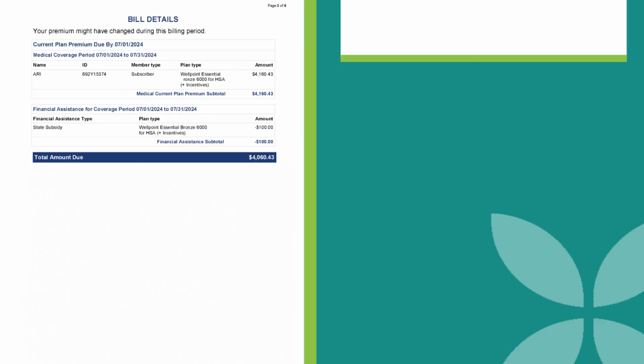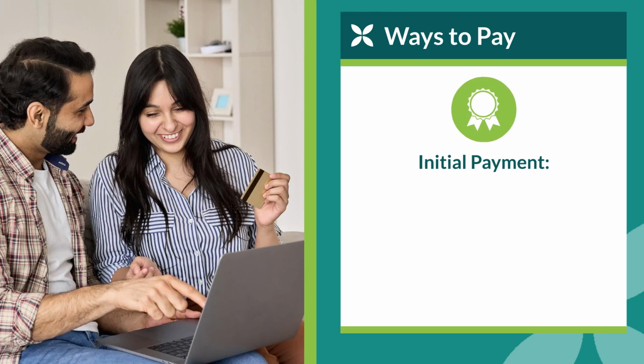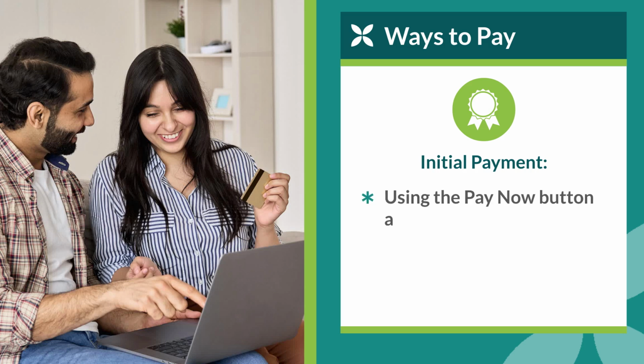There are multiple ways to make premium payments, both the first initial payment and the recurring monthly payments. First, we will discuss paying your initial premium. For your convenience, you can make your first premium payment on the exchange at time of enrollment using the Pay Now button.